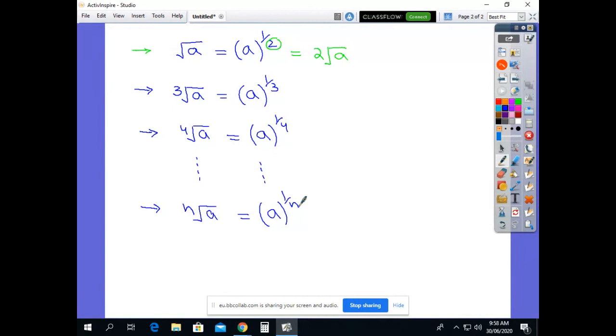If we convert it into a power form, it's called its exponential form, because there exists an exponent in a power, and this is called its radical form.